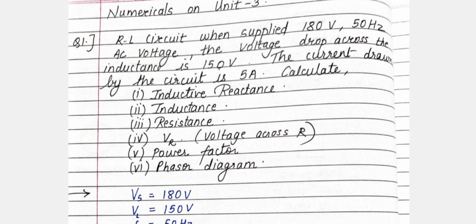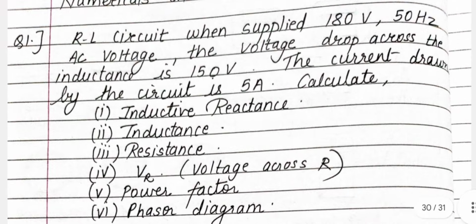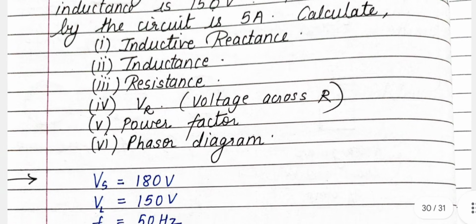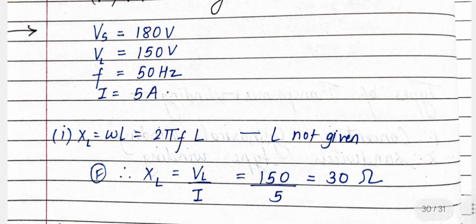So what is the question? An RL circuit is supplied with 180 volt, 50 hertz AC voltage, the voltage drop across the inductance is 150 volt, and the current drawn by the circuit is 5 ampere. Calculate inductive reactance, that means XL, then inductance L, resistance R, then voltage across R, power factor cos phi, and the phasor diagram. Now I hope that you will do this numerical on your own, and then you will check the solution whether your answer is right or not.